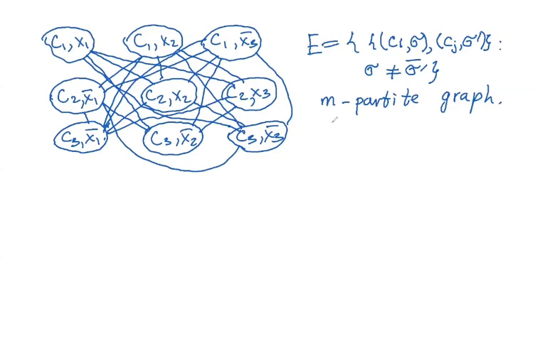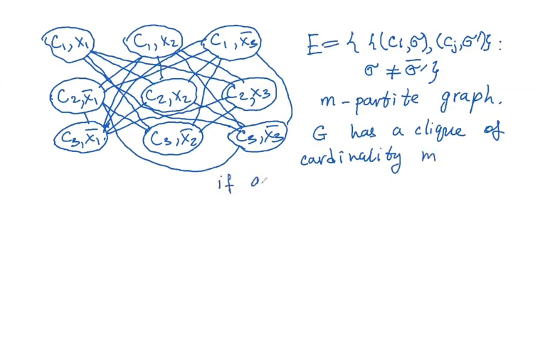All right. So essentially, we can claim that G has a clique of cardinality m if and only if the formula F is satisfiable.